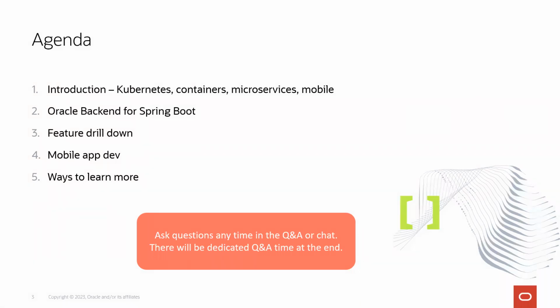The agenda for today is we're going to do an introduction. We're going to talk about Kubernetes, containers, microservices, and mobile development. Then we're going to drill into a new offering from Oracle, which we call Oracle Backend for Spring Boot, to talk about what that is and what it offers. We're going to do a feature drill down on that, so we go more into detail on what it actually is. We're going to discuss mobile application development. And finally, we're going to show you or tell you how you can learn more about these offerings.